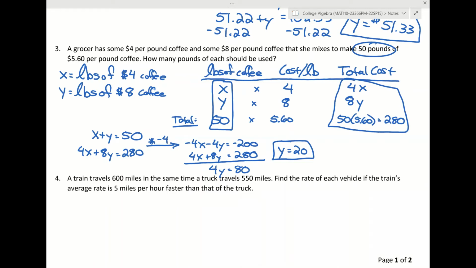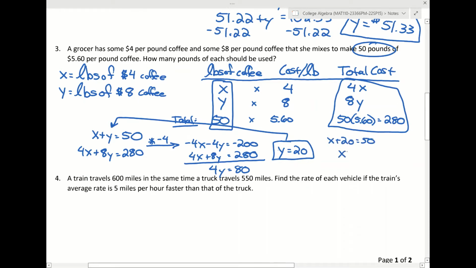If y is equal to 20, we could plug it in. X plus 20 is 50. So X would be 30. All right, so the total number of pounds of $4 coffee would be 30, and the pounds of $8 coffee would be 20.